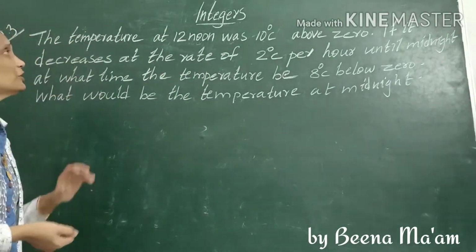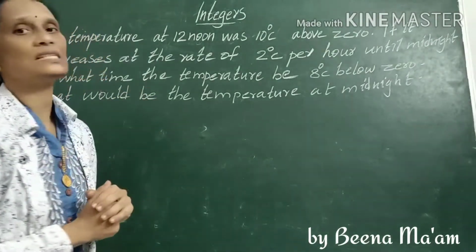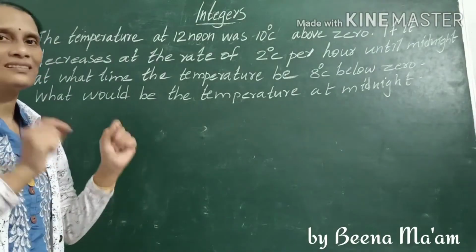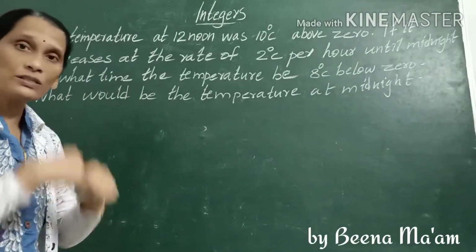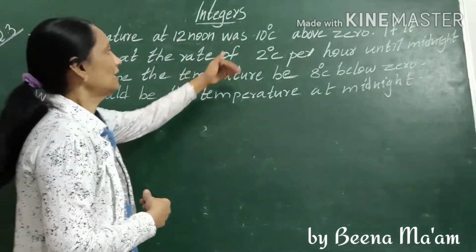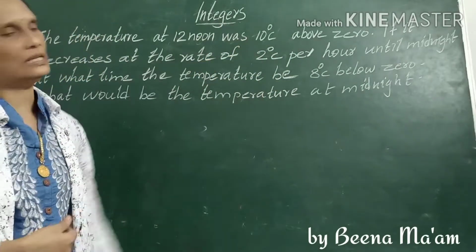The temperature at 12 noon was 10 degrees Celsius above 0. Above 0 means plus 10 degrees Celsius. Below 0 means minus 1 degree. Okay. So 10 degrees Celsius above 0 means the temperature was plus 10 degrees Celsius.